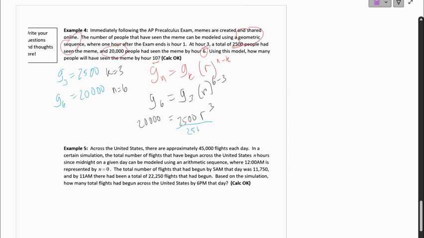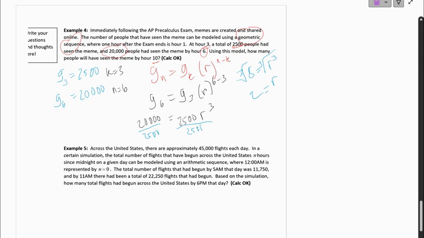Now it becomes a two-step equation to solve. I'm going to divide by 2,500. You get a calculator for this; it's doable without one, but calculator is okay. You would get r to the third equals 8. Oh, I switched to the eraser, hold on. There we go. So r to the third is 8, which means r is the cube root of both sides, which ends up being r equals 2.